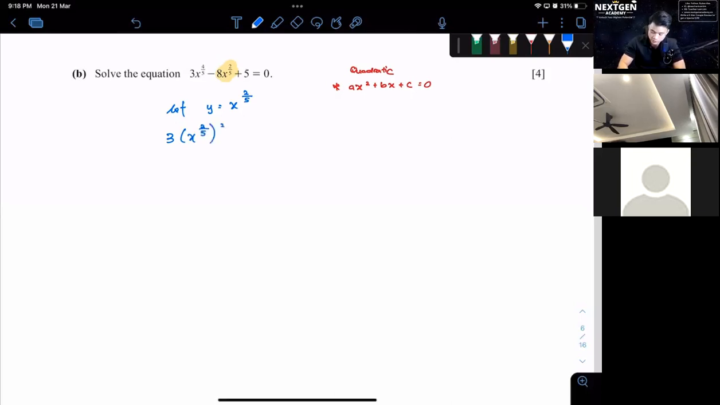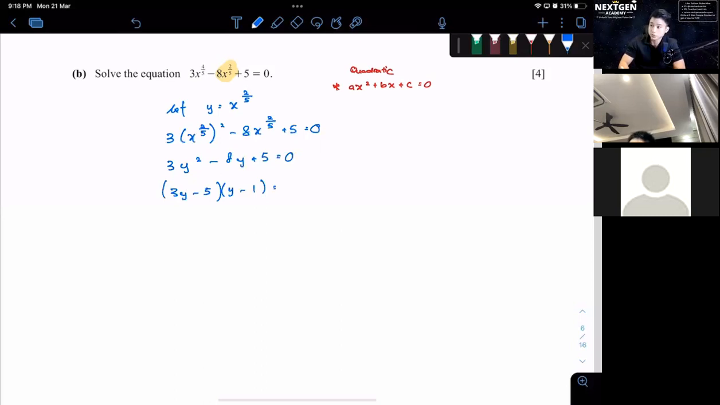Square minus 8x to the power of 2/5 plus 5 equals 0. So I can write it as 3y squared minus 8y plus 5 equals 0, where 3y minus 5 and y minus 1 equals 0. So here y equals 5/3, y equals 1. Then here x to the power of 2/5, we have to change it back because we want to find x, not y.